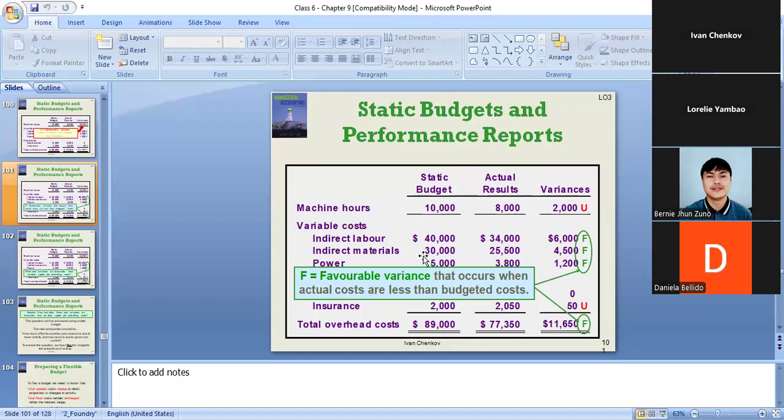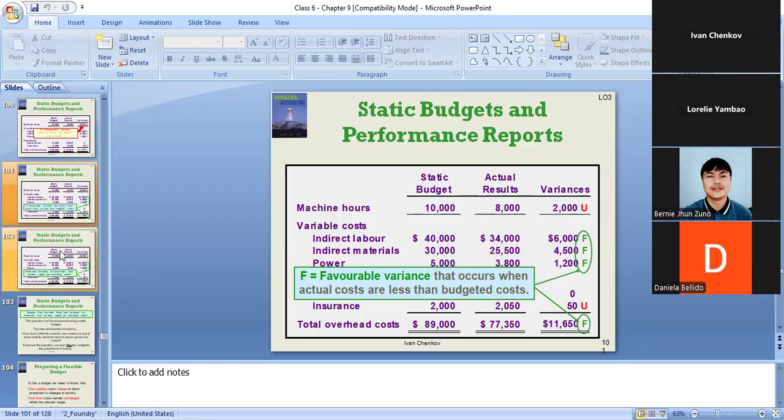Every time, the indirect material is the same idea. We're expecting to spend $30,000. We're spending only $25,000. That's another favorable variance here. F means favorable, U means unfavorable. So once we see the overall spending, it looks like we're saving $11,650. Looks like. But that's only and only because we're using the machine fewer hours.